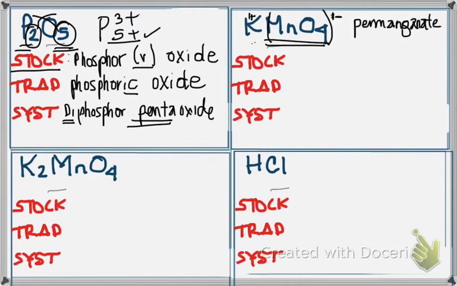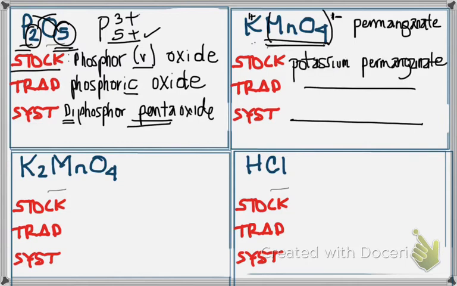Okay, so this leads to just 1 name for this one, and this is the stock one. So there's no traditional, there's no systematic name. So the name for this will be potassium permanganate. If you see the following example, you will see that you have MnO4 again, but here the difference is that there is 2.